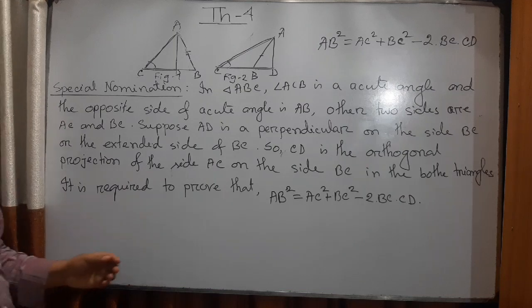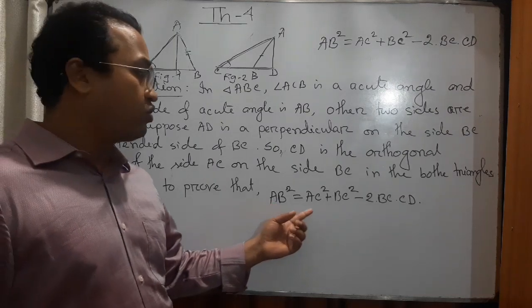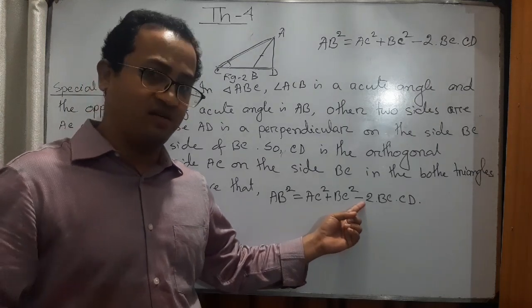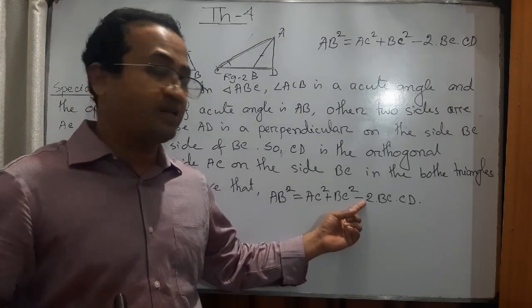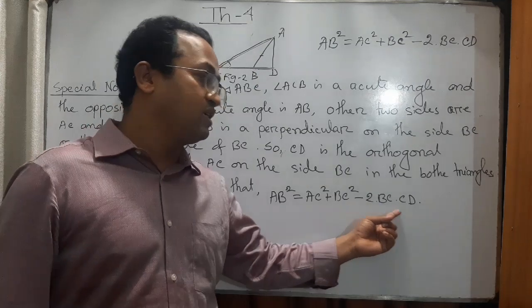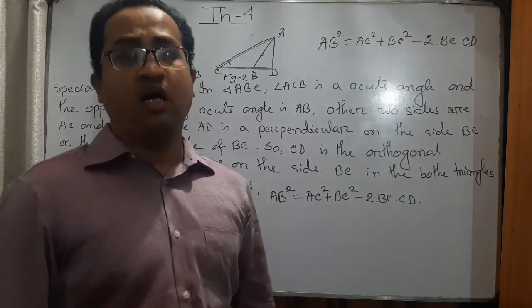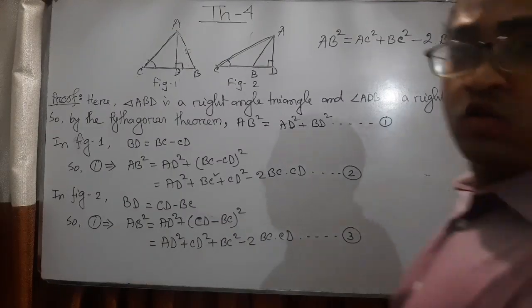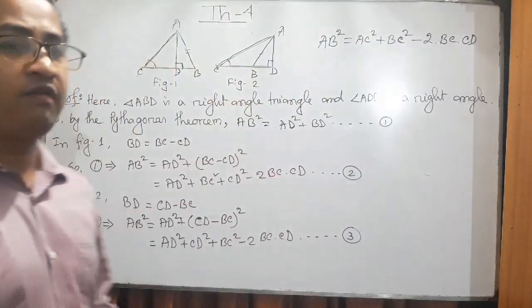It is required to prove that AB square equal to AC square plus BC square minus, diminished means reduced, that is subtraction, minus 2BC into CD. Now I will prove it. So now students, come to the proof.